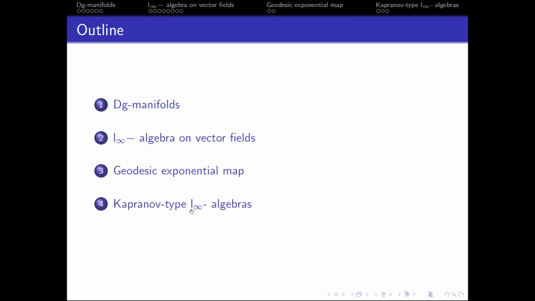map. And for the last part of this talk, I'm going to expose a different structure, which is called Kaplanov type, L-infinity algebra. And the main property that this L-infinity algebra will have is that it will be not curved. So it's in contrast with the first structure that I'm going to expose. These L-infinity algebras do not have this curvature term.